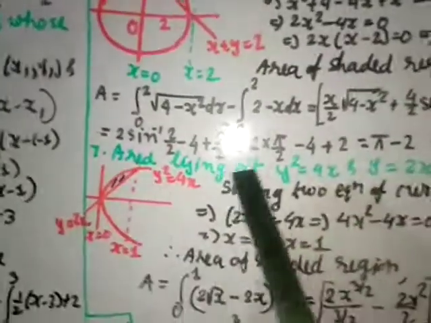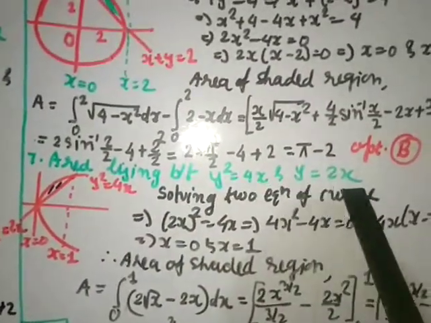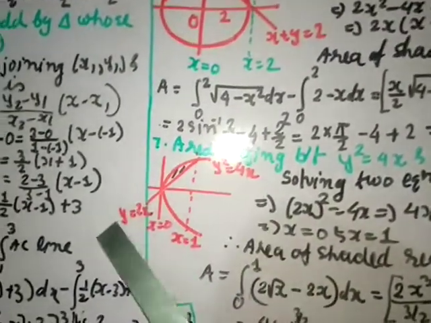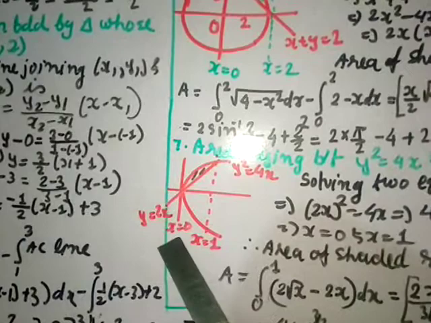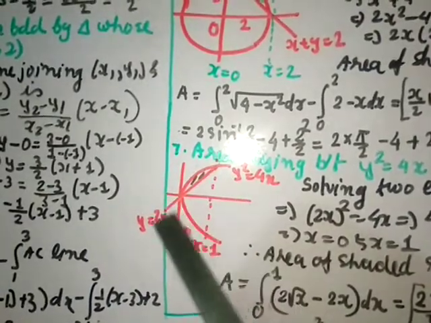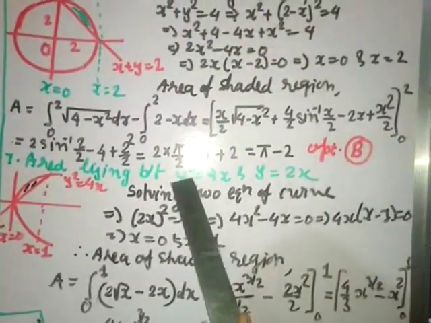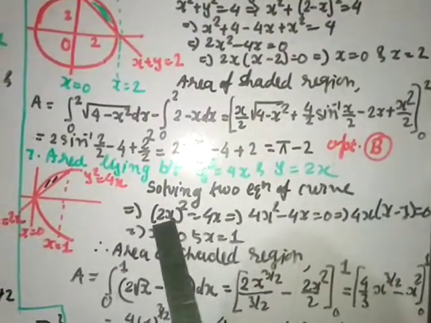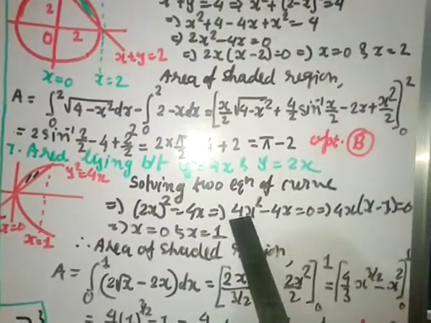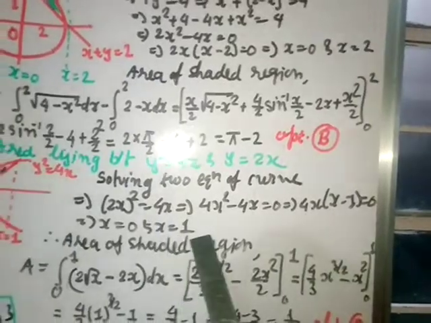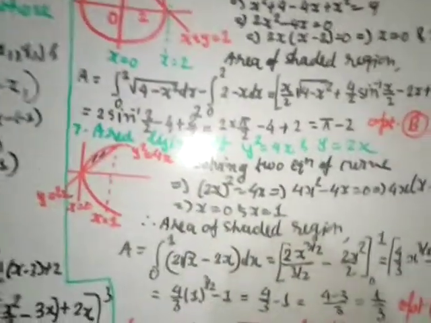Number 7: area lying between y square is equal to 4x and y is equal to 2x. So this is the parabola, y square is equal to 4x, and this is the line y is equal to 2x. The intersection points of the line and the parabola are x equal to 0 and x equal to 1. Solving the two equations of the curves, let us put this y is equal to 2x here. So 4x square is equal to 4x. Take 4x common, x minus 1 equal to 0. That means x equal to 0 and x equal to 1. I have written this already in the figure.